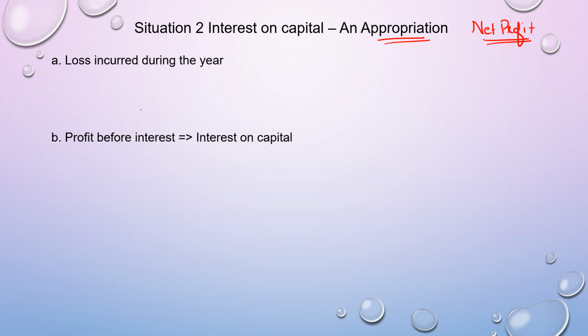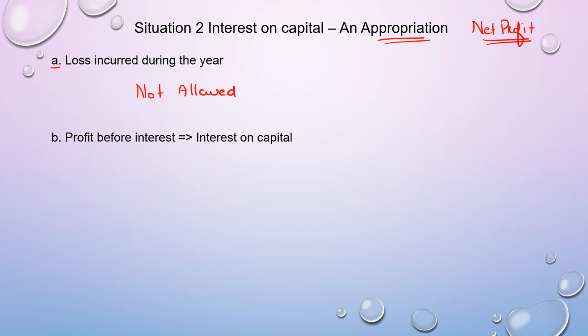For example, the first situation is where there's a loss incurred during the year. It means the partnership firm, on carrying on business during that year, has ultimately incurred a loss. So there is no net profit earned during the year, but there is a net loss which you have got from the profit and loss account from its operation during the year. Then what is the situation? Being an appropriation, if there is a loss during the year, then it is not possible to appropriate when there is no profit because there is a loss. So it is not allowed. Interest on capital will not be allowed when there's a loss during the year.